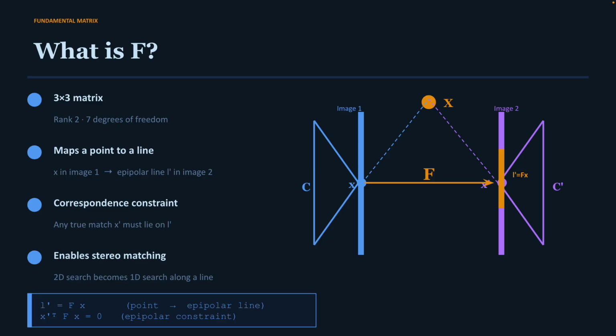Why is this useful? Because instead of searching the entire image for a match, millions of pixels, you only search along one line. A 2D search becomes a 1D search.